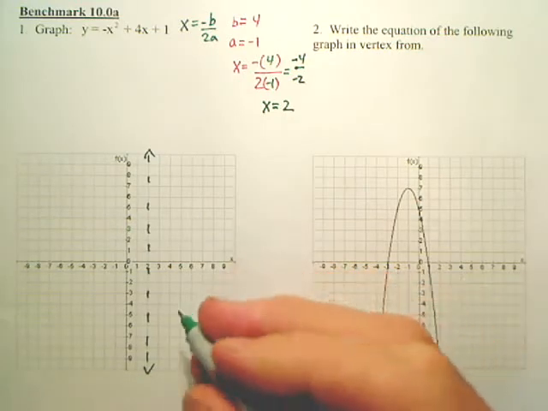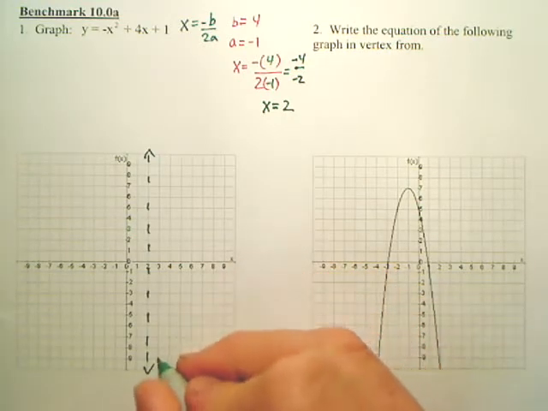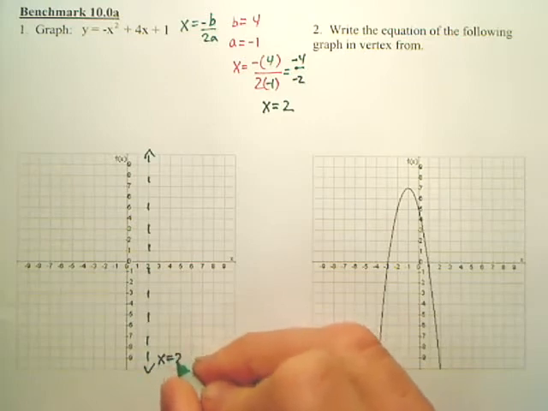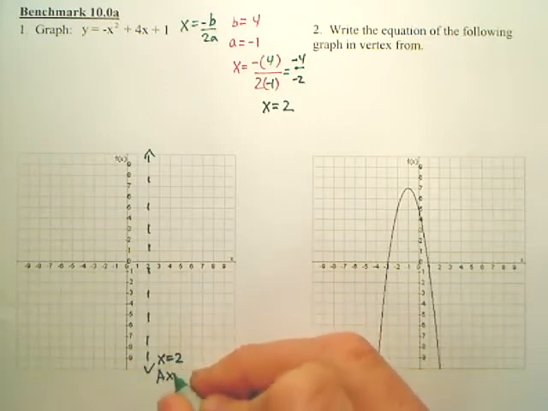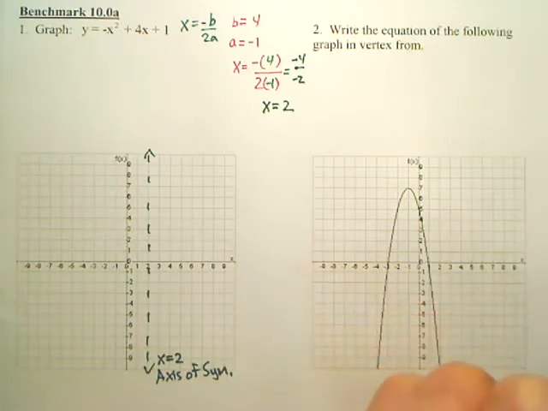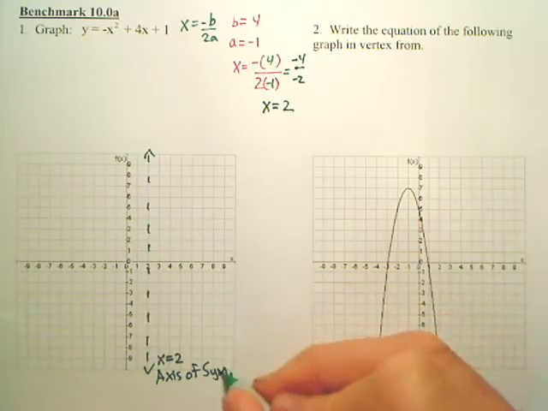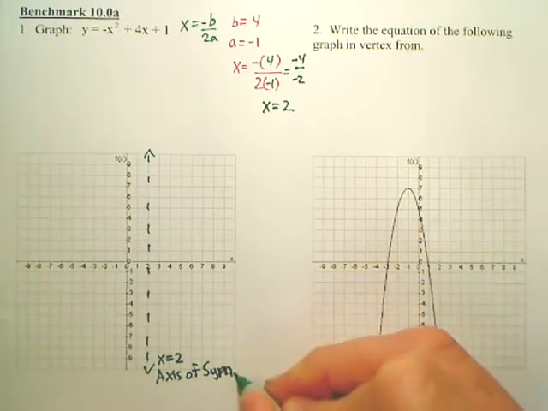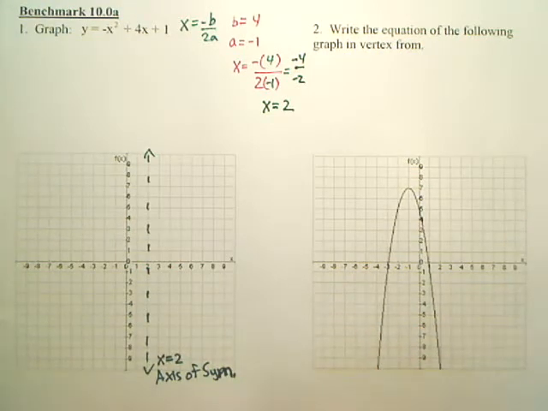On the benchmark, you don't have to label the line of symmetry, but right now, my line of symmetry is x equals 2, or my axis of symmetry. Just good to have the notes there. This is called your axis of symmetry. What does that mean? It means my parabola is going to revolve around it.